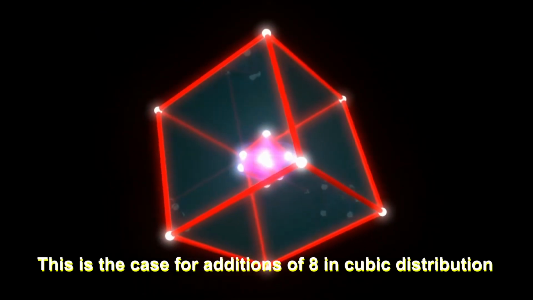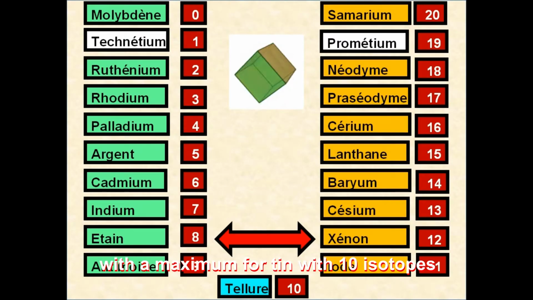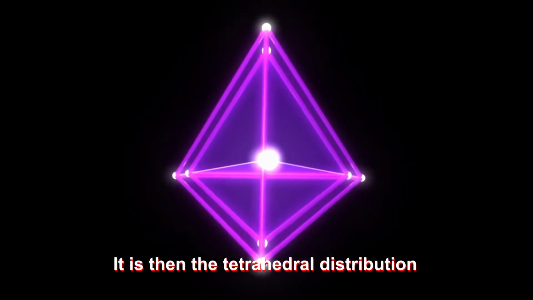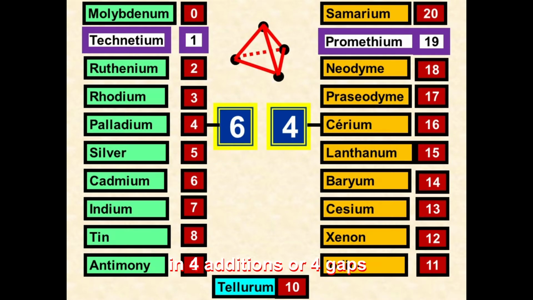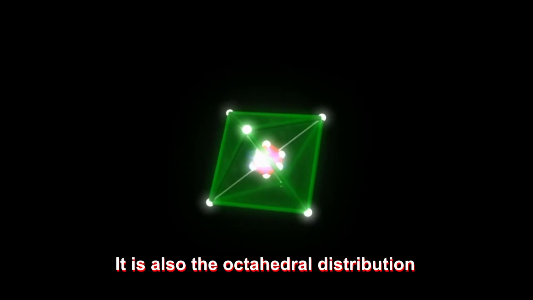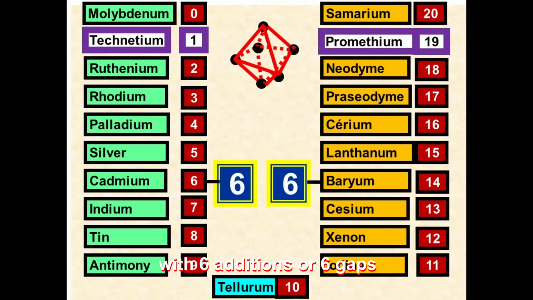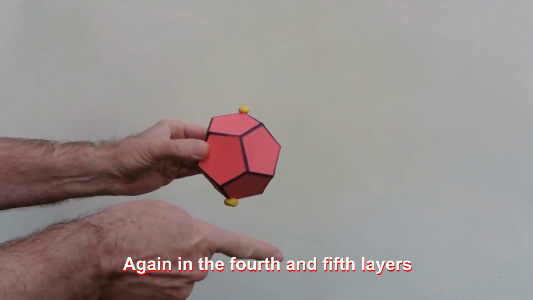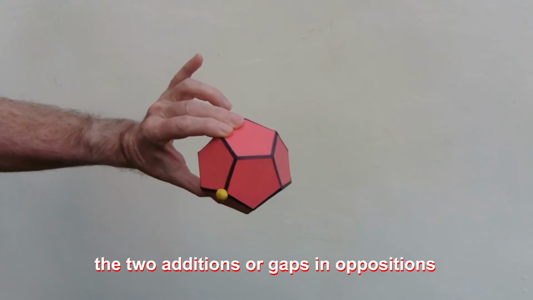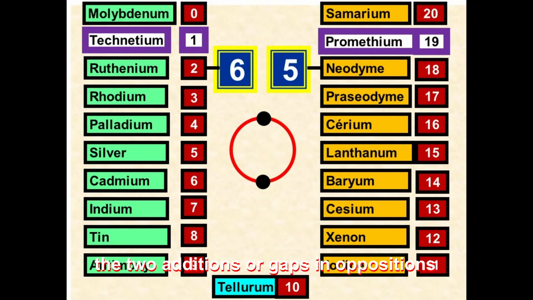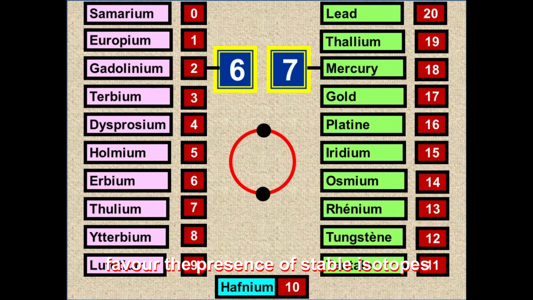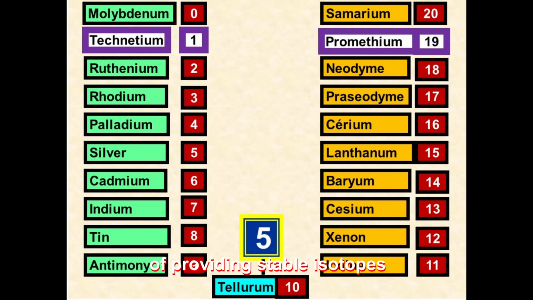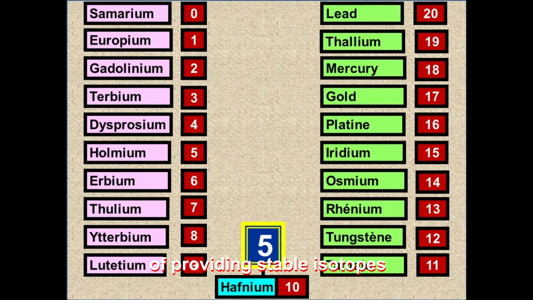This is the case for additions of 8 in cubic distribution with a maximum for 10 with 10 isotopes. It is then the tetrahedral distribution in 4 additions or 4 gaps. It is also the octahedral distribution with 6 additions or 6 gaps. Again in the 4th and 5th layers, the 2 additions or gaps in oppositions favor the presence of stable isotopes. Finally, the 10 additions also offer the possibility of providing stable isotopes.